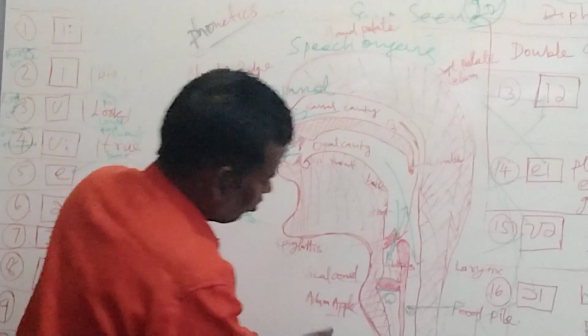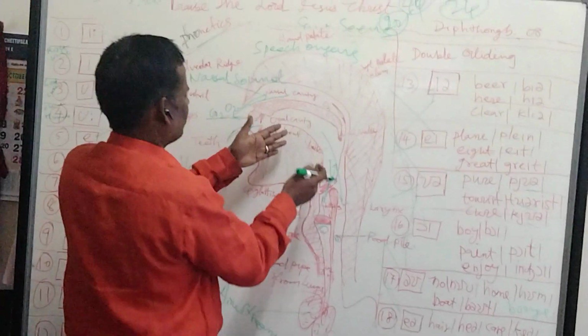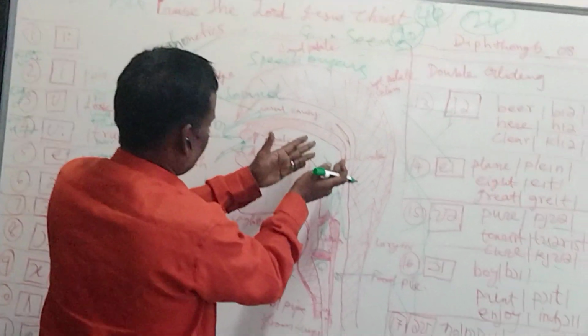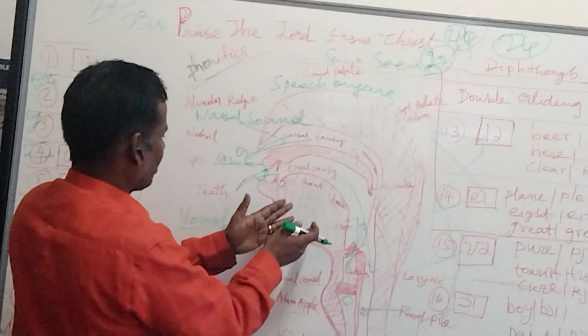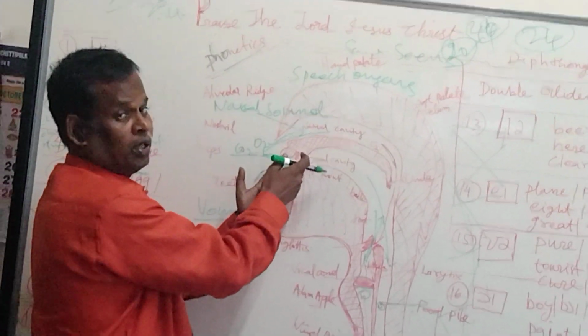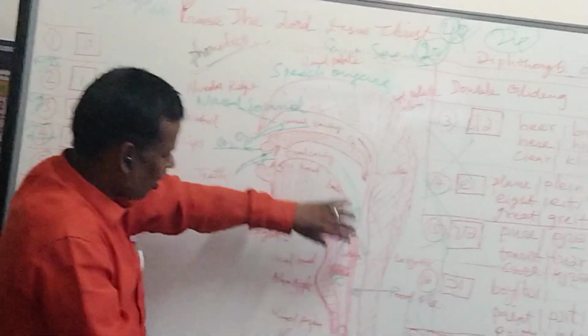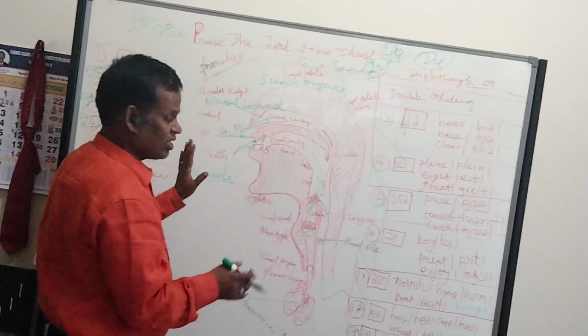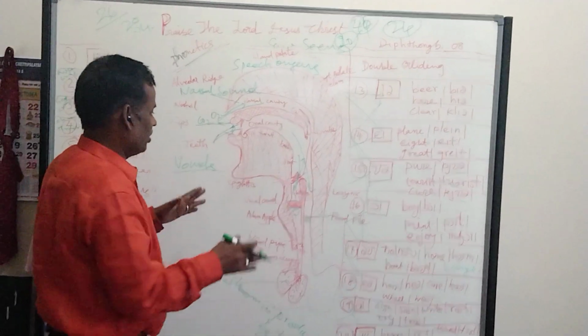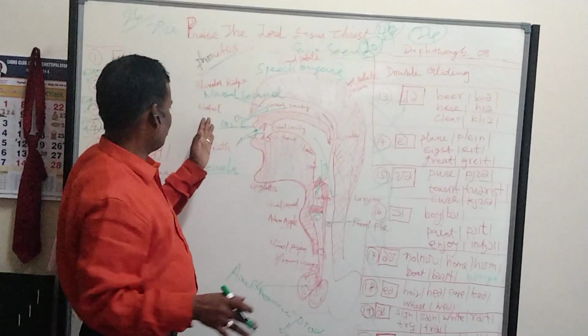The consonant sound is produced by the air stream coming out with the blockage of the back of the tongue, front of the tongue, tip of the tongue, or a blockage caused by the teeth, upper teeth, lower teeth, and lips. So with the block, with the friction, that is called a consonant sound. Without any friction, when the air comes out, that is called a vowel sound.